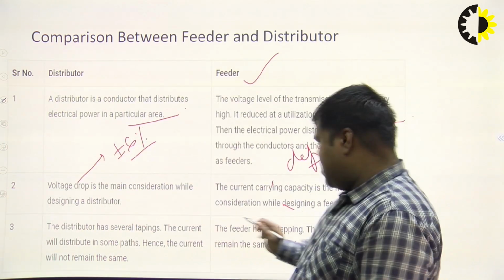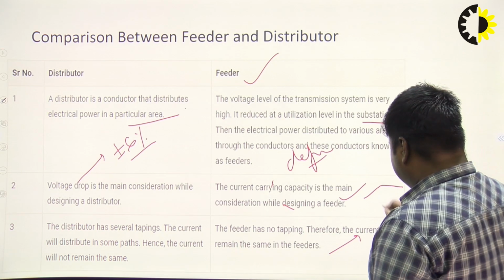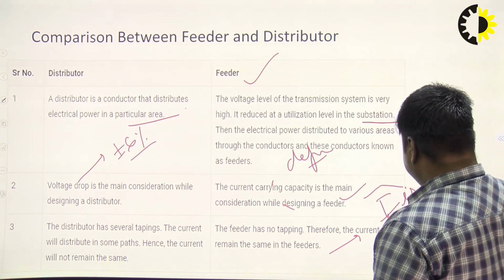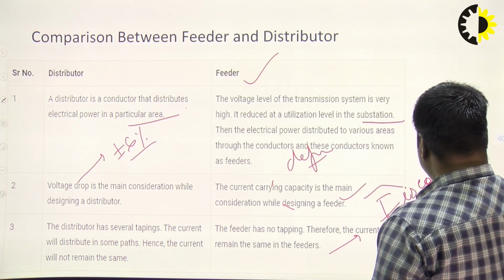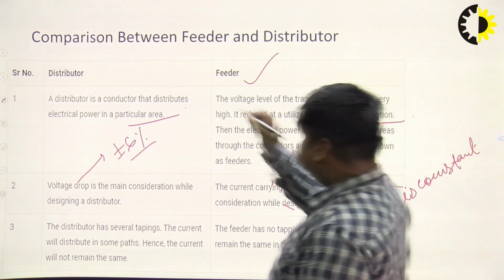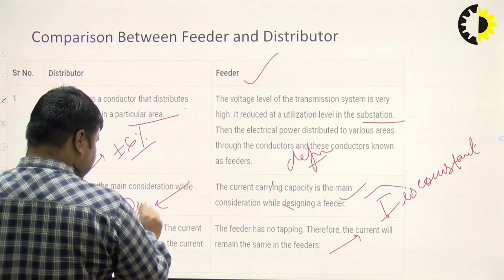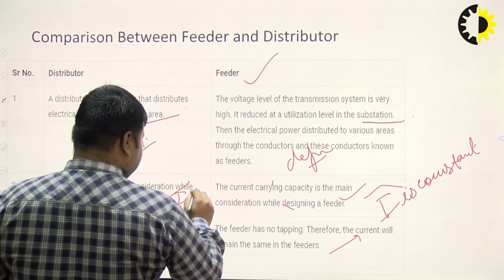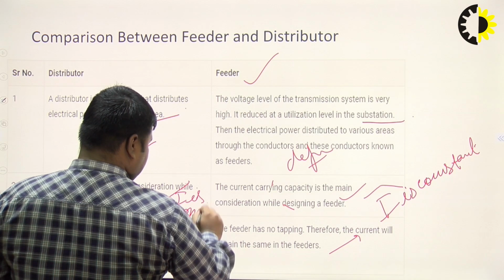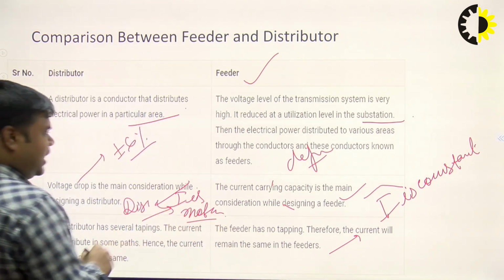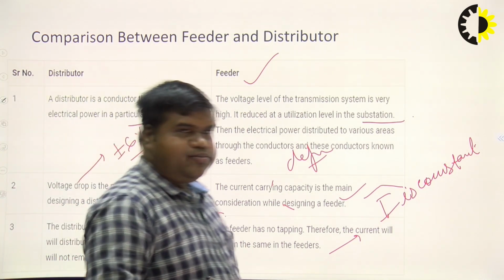So here the current is constant, but on the distributor side, the current is not the same. The reason I have already described.